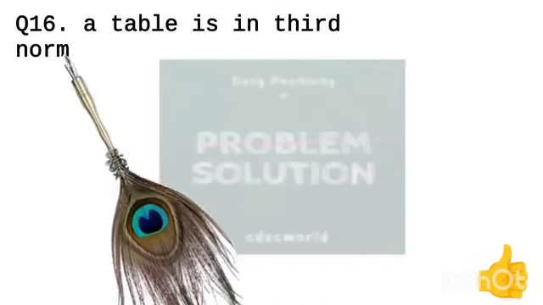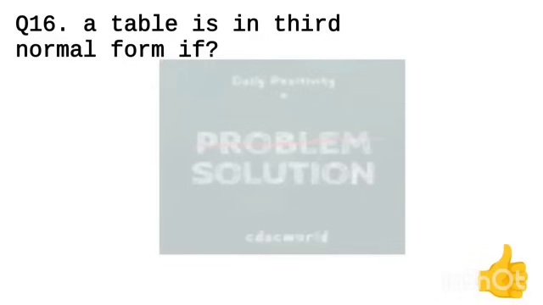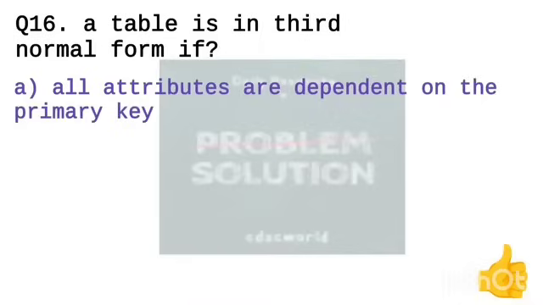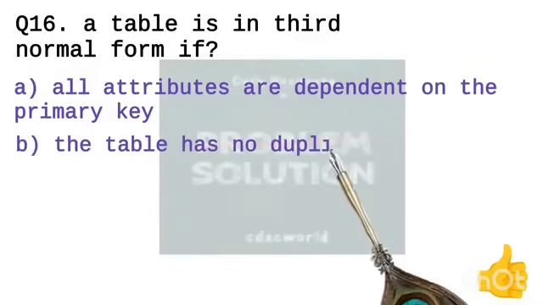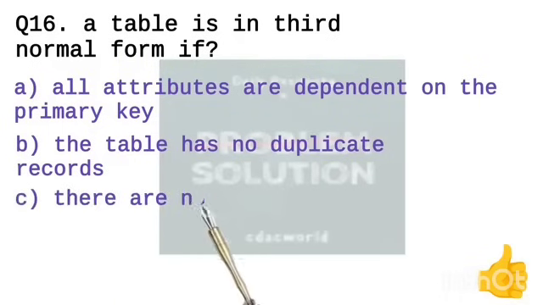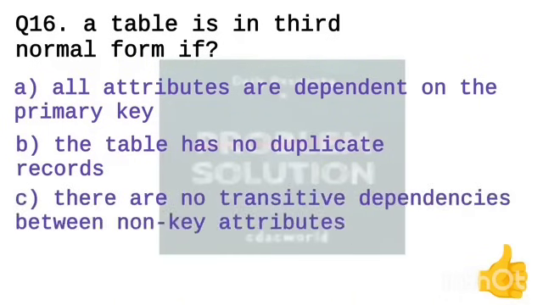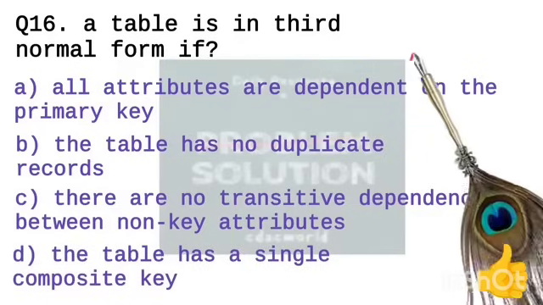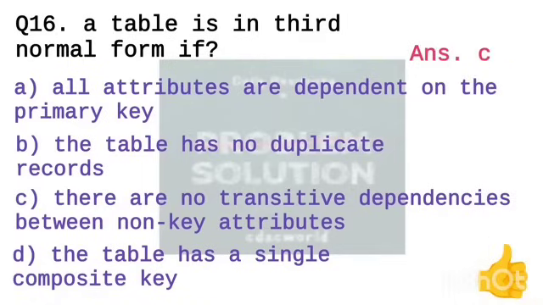Query number 16. A table is in third normal form if: option A, all attributes are dependent on the primary key. Option B, the table has no duplicate records. Option C, there are no transitive dependencies between non-key attributes. Option D, the table has a single composite key. And the answer is C, there are no transitive dependencies between non-key attributes.